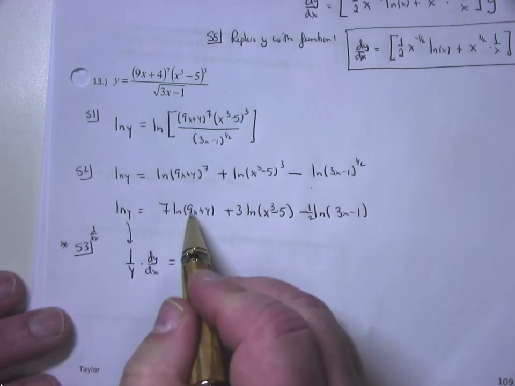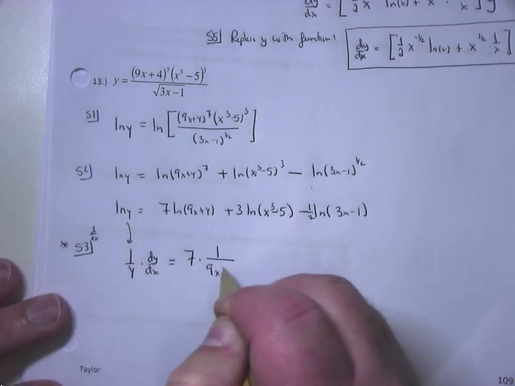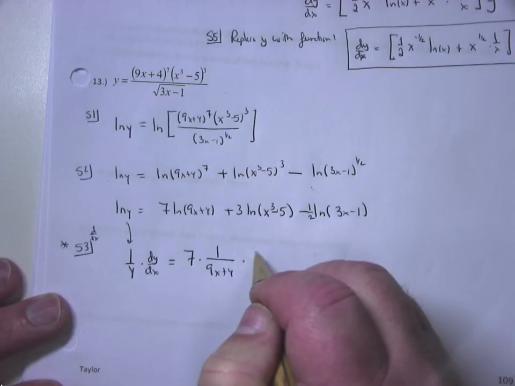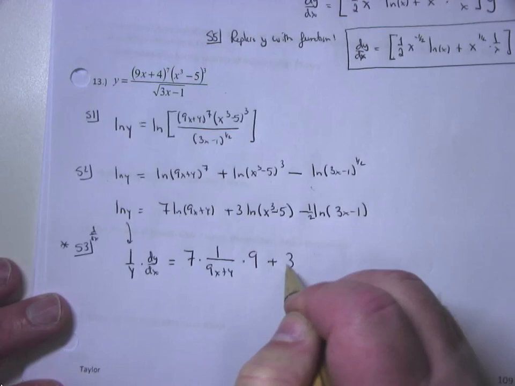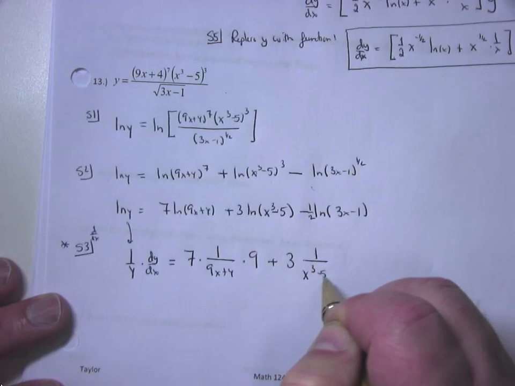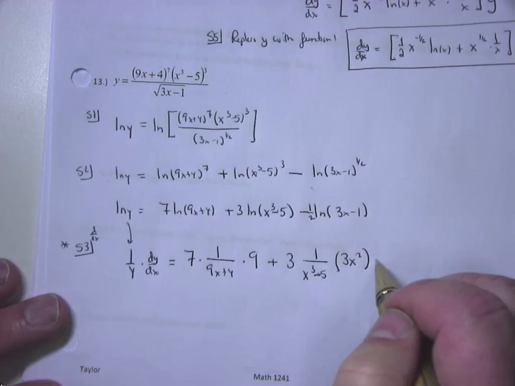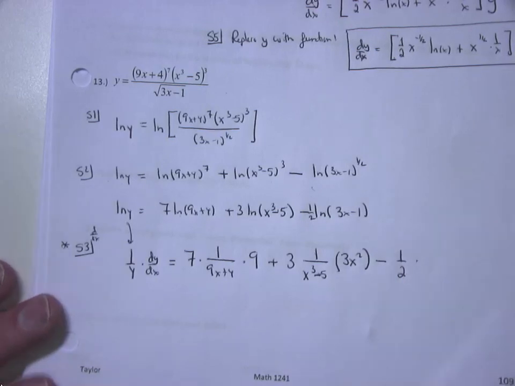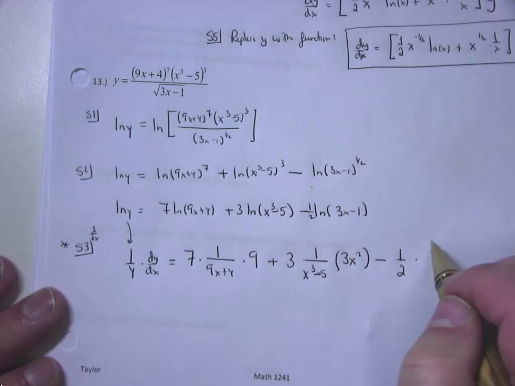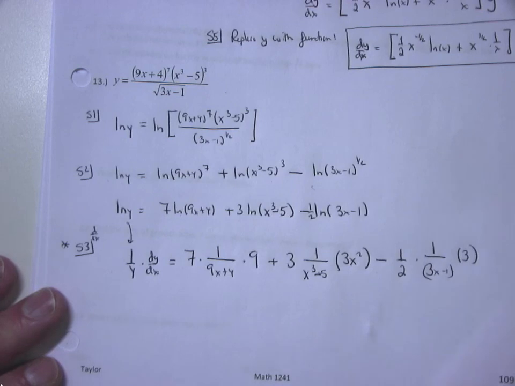What's the derivative of the natural log of 9x plus 4? The derivative of the natural log of x is 1 over x. The derivative of the natural log of a function is 1 over the function times the derivative of the function. So this will be 1 over (9x plus 4) times the derivative of the inside, which is 9. Plus 3 is a constant, holds over. The derivative of the natural log of (x cubed minus 5) is going to be 1 over (x cubed minus 5) times the derivative of the inside, which is 3x squared. Minus 1/2 is a constant, leave it alone. The derivative of the natural log of (3x minus 1) is going to be 1 over (3x minus 1) times the derivative of the inside, which is 3.